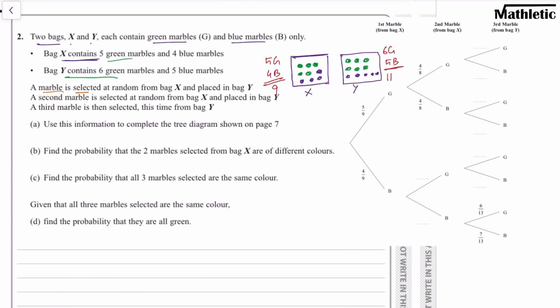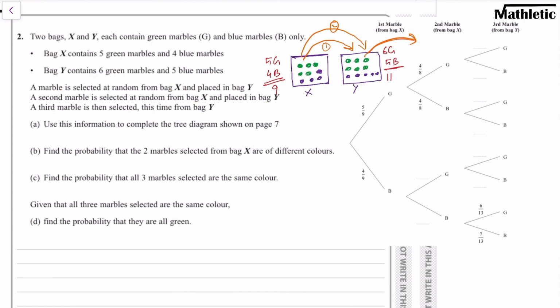A marble is selected at random from bag X and placed in bag Y. Okay, so you are selecting one marble from X and you just place it in the second bag. A second marble is selected from X and placed in bag Y, so you will repeat the process. You will take another one from X and put it in bag Y. A third marble is selected from bag Y. So the first marble, second marble, then the third marble will be selected from this bag Y. So this is the scenario.